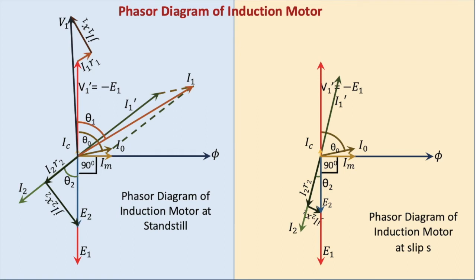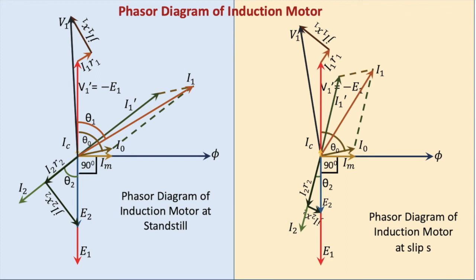So I1 dash will be in proportion to I2 and the transformation ratio. Then find out the total stator current, that is equal to I1. Now once we find out the I1, we'll try to find out the supply voltage. So we'll add the stator impedance drop, the resistance drop and the reactance drop, and finally draw the supply voltage V1.